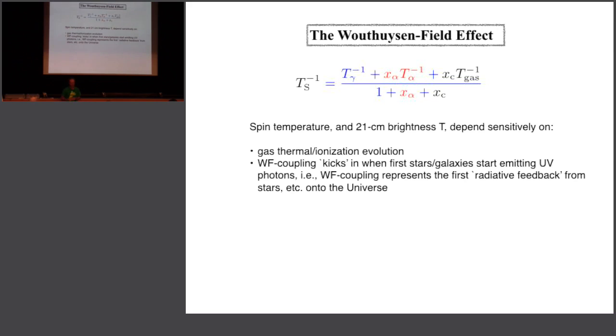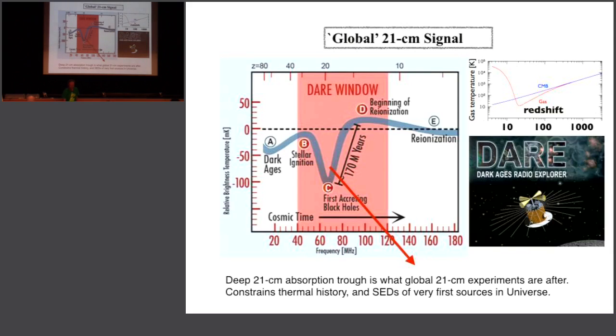So in a sense, just to emphasize that, we talk about radiative feedback in the early universe, but this Wouthuysen-Field coupling effect you can see as one of the first radiative feedback effects in the universe, or the first effect. And it has a noticeable impact. So this is from the DARE, the Dark Ages Radio Explorer website.